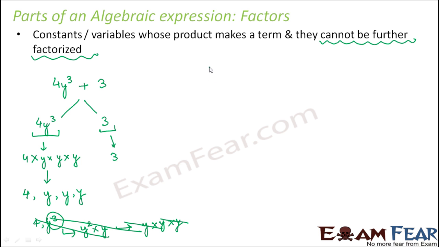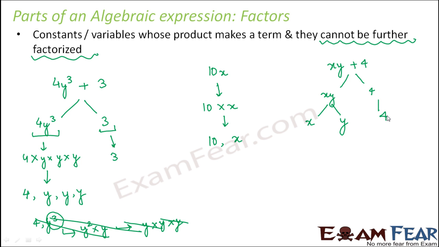Let's look at one more example. Let's look at the expression 10x. Here you just have one term, so 10x is the only term. 10x can be written as 10 multiplied by x. So you can say that it has two factors, 10 and x. If you have an expression like xy plus 4, how many terms does it have? One term is xy, the other term is 4. Now when you look at xy, what are the possible factors? xy can be written as x into y, so x and y are the possible factors. For 4, the only possible factor is 4.